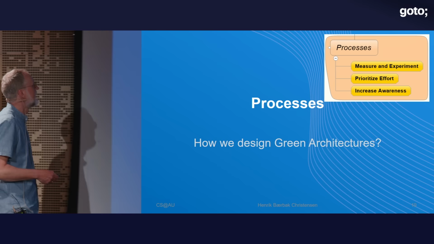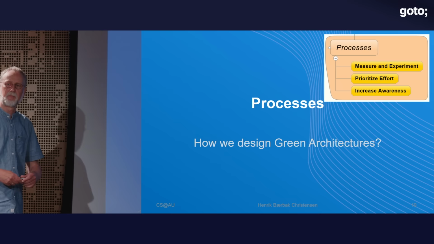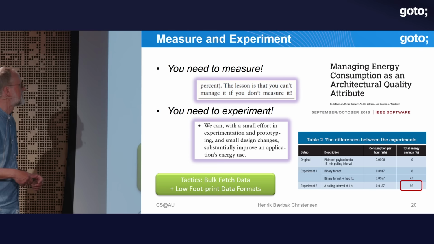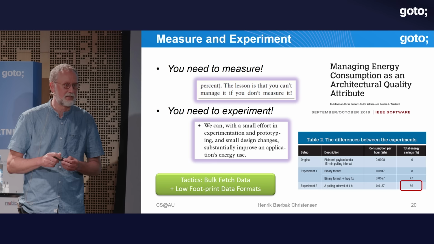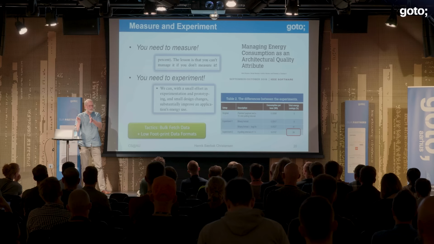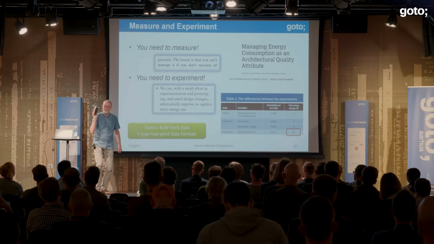How do we handle the process of developing architecture-efficient software? The first thing is you need to measure. You need to do experiments. First of all, you need to experiment in order to find the architecture that saves energy compared to the other architectures that you have. And as I said, you just steal your computer from your mom and start doing it there.